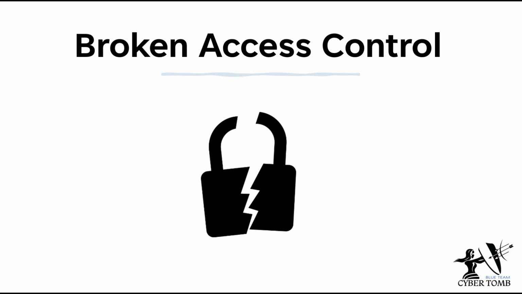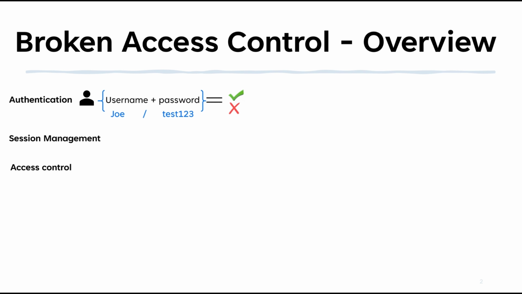Alright, hello everyone. Today's topic is broken access control, and let's kick off. The first thing that you have to pay attention to regarding broken access control are authentication and session management. So, what is authentication? Authentication identifies the user and confirms that they are who they say they are.